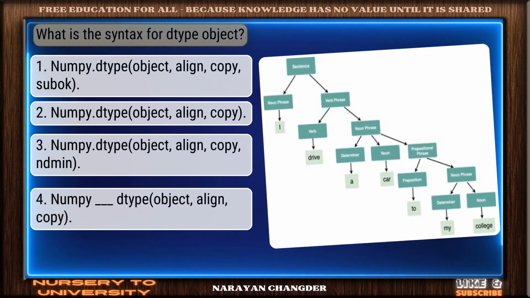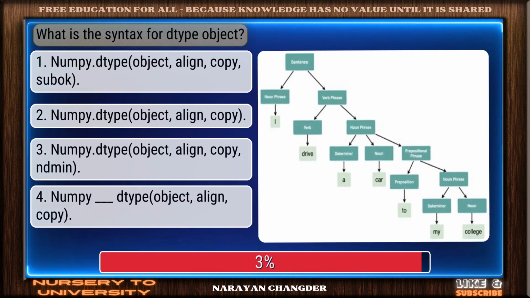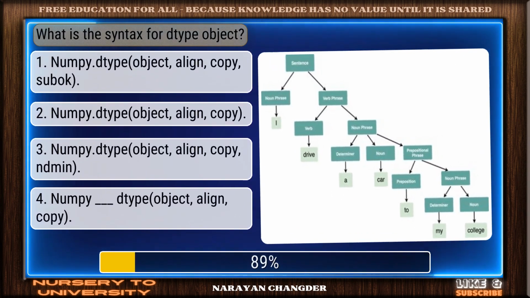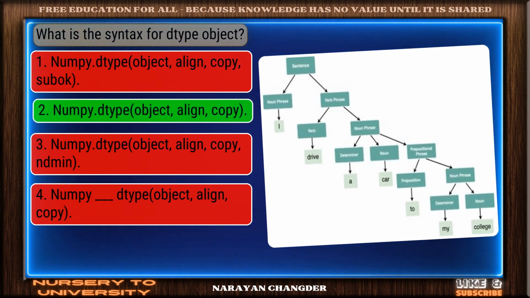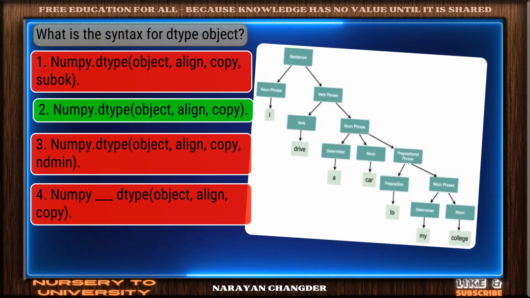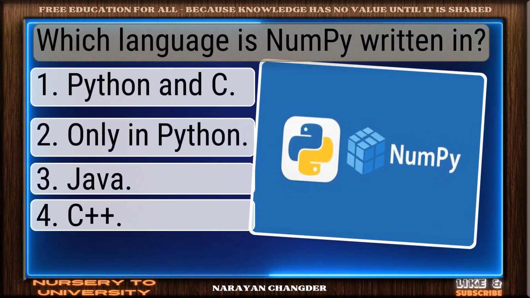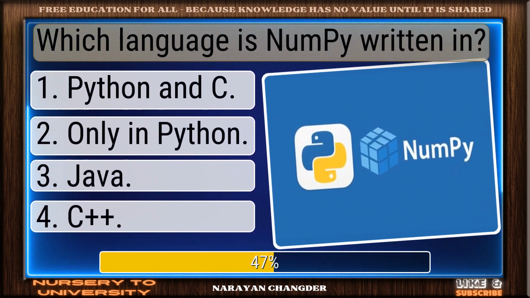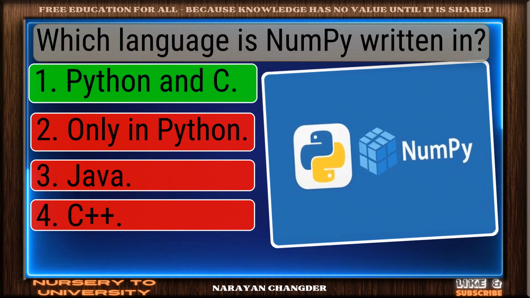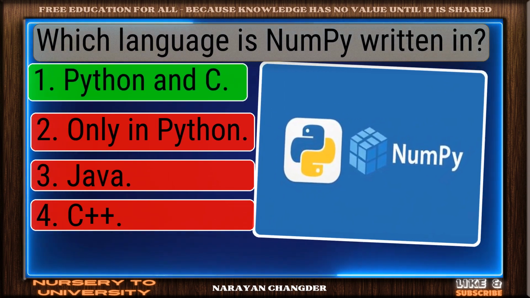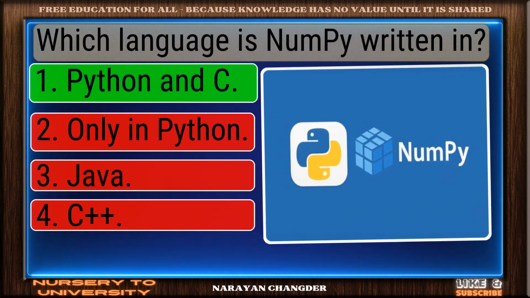Question number 55. What is the syntax for type object? Right choice. Numpy dot type is the best answer. Question number 56. Which language is Numpy written in? You're right. Python and C is the correct answer.